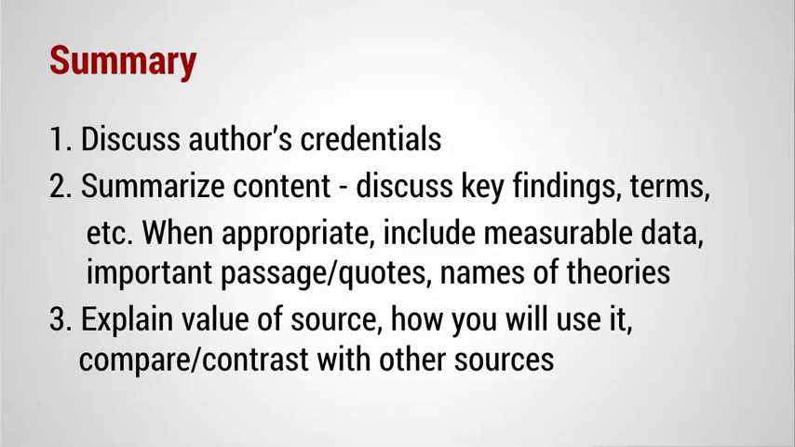And you can think about each of these sections as its own giant paragraph. Author's credentials is probably going to be the smallest paragraph, and then a giant paragraph in which you summarize the content, and then a third paragraph in which you explain how this is useful, how it compares and contrasts to other sources. There might be other sources that talk about similar terms or similar findings, so you want to bring those up in that third portion as well.